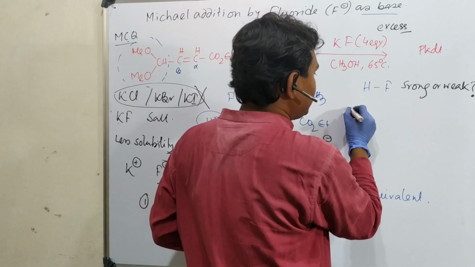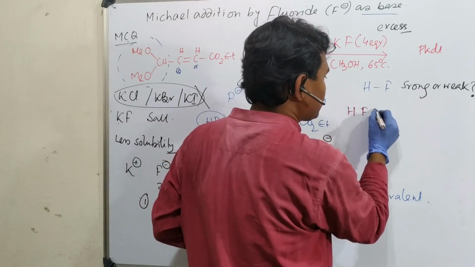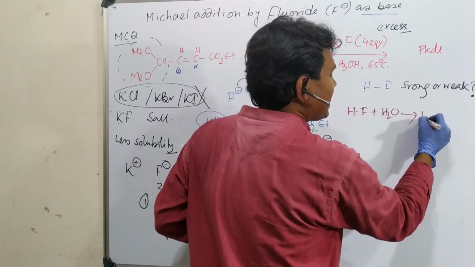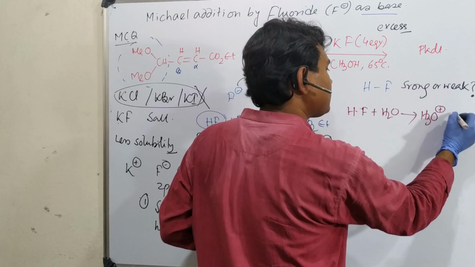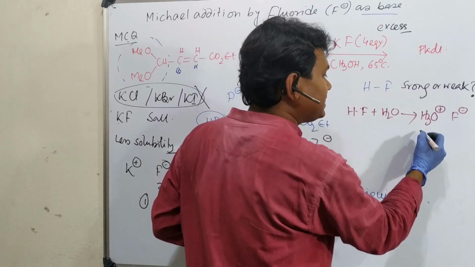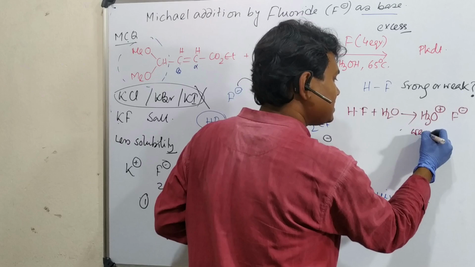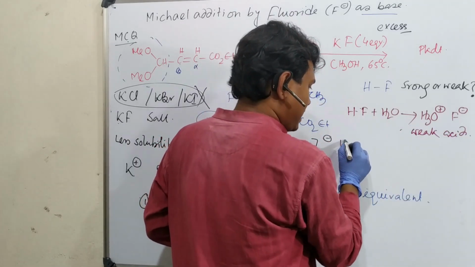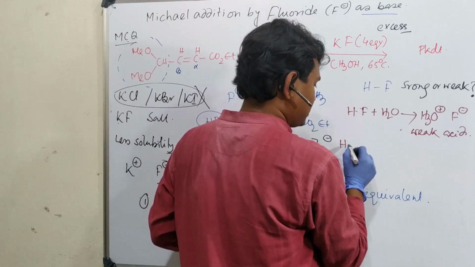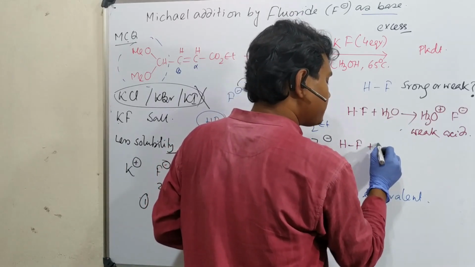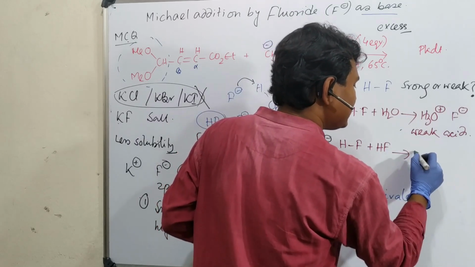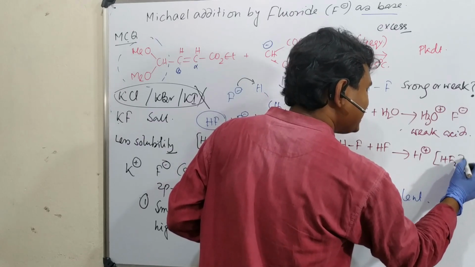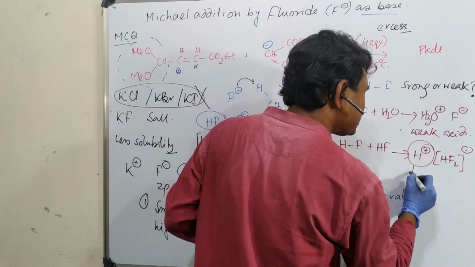If you take HF in aqueous medium, HF plus water results in H3O plus and F minus. So this is a weak acid. But instead of that, if you take HF in HF, what happens? HF plus HF results in H plus and HF2 minus. So this is a strong acid.